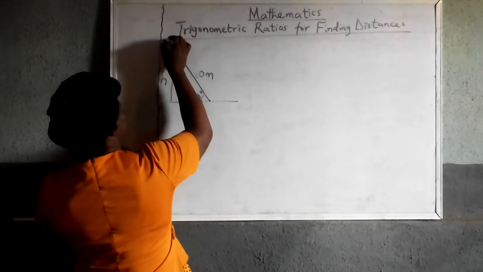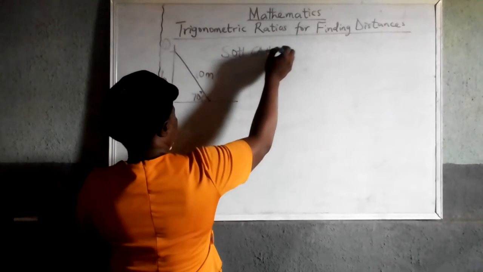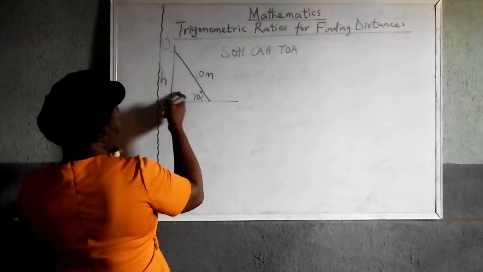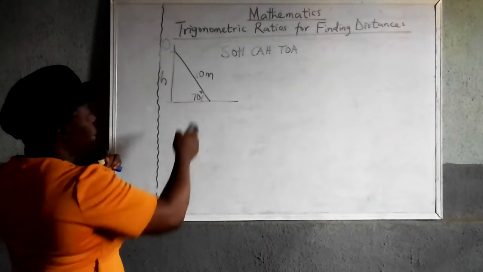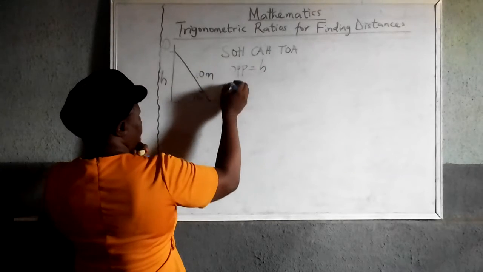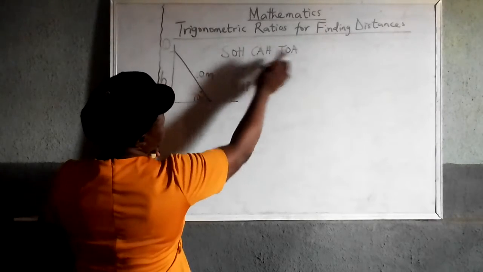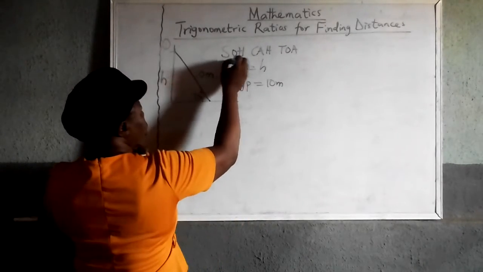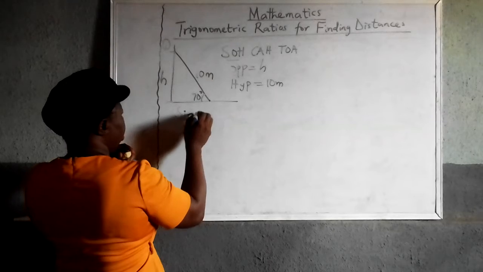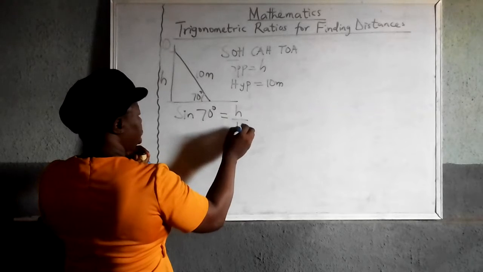Now look at it. Out of SOH, CAH, and TOA, which one are we going to apply? We have the side that is opposite to the given angle. We have the hypotenuse. Opposite is h. Hypotenuse is 10 meters. Which one has opposite and hypotenuse? That means we are going to use SOH, because SOH has opposite and it has hypotenuse. So we shall say sine 70 degrees is equal to opposite, that is h, over hypotenuse, and that is 10.